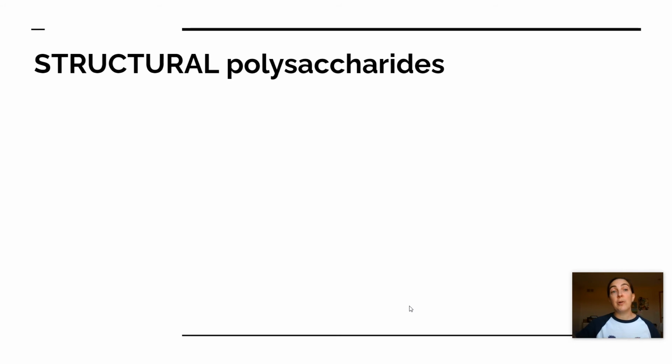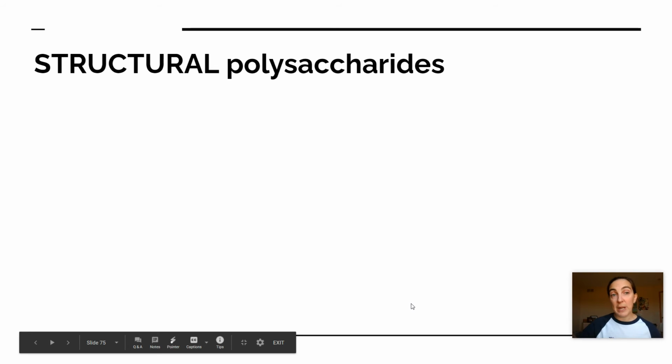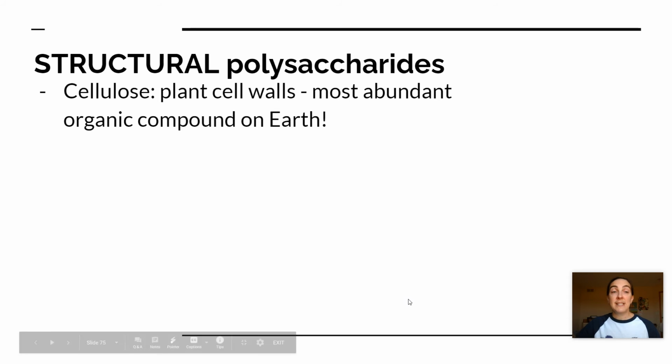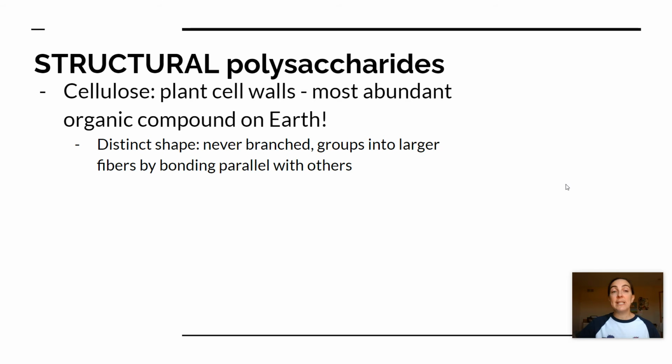There are also structural polysaccharides. So those last two were storage polysaccharides, starches and glycogen. Structural polysaccharides are mainly used as building material. Cellulose is probably the most abundant organic compound on Earth. It is the structural polysaccharide that makes up plant cell walls. It has a really distinct shape.